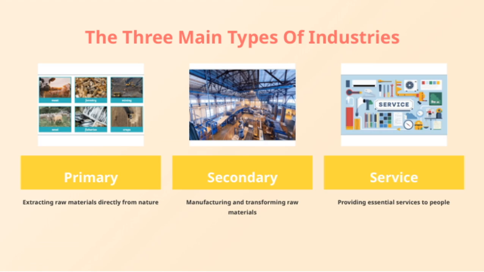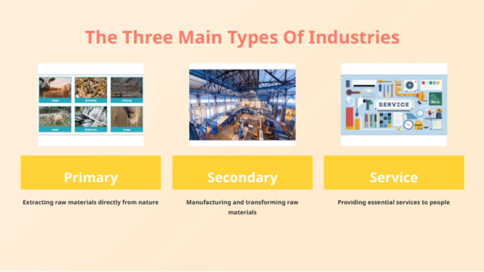Now, let's take a closer look at the main types of industries and how they fit into providing essential services to people. First, we have primary industries, which involve extracting raw materials directly from nature. Think of activities like mining, fishing, or farming. These industries are the foundation because they supply the basic resources we need.